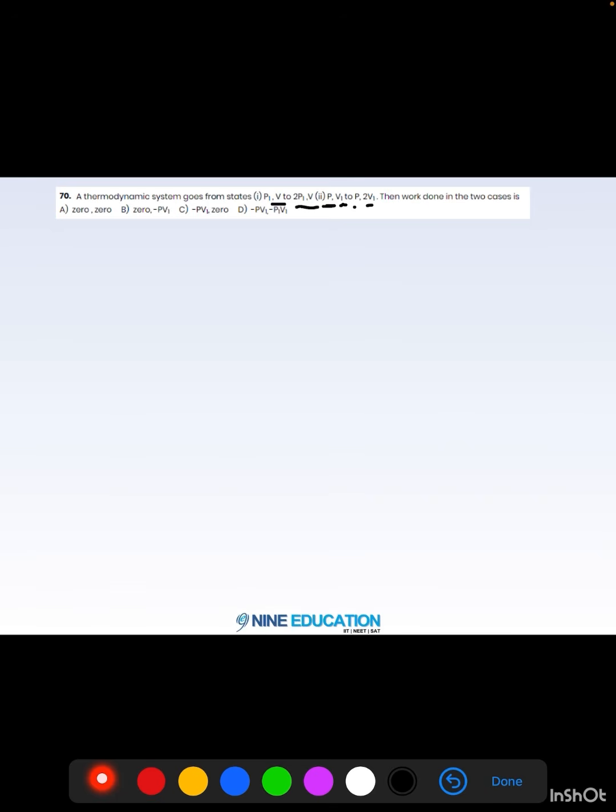So in this case, applying the formula, W is equal to minus P delta V. The value of delta V will simply be 2V1 minus V1, so it will be V1. So minus PV1 would be the answer in the second case. So simply option B would be the correct answer.